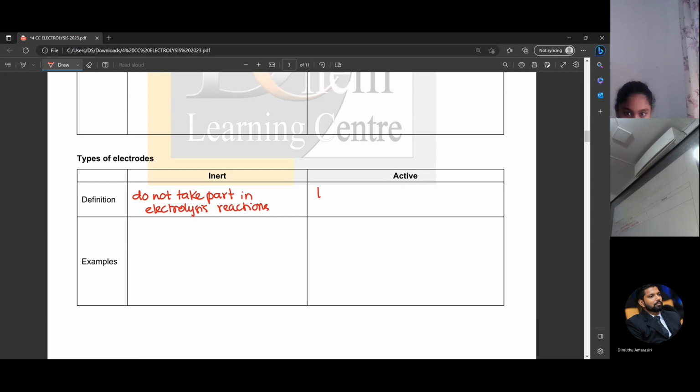Even though they are all active, they are only active at the anode. So this has to be kept as rule number 1 in electrolysis. If we use active electrodes, what does that mean? Any electrode other than graphite and platinum. Any other metal electrode.